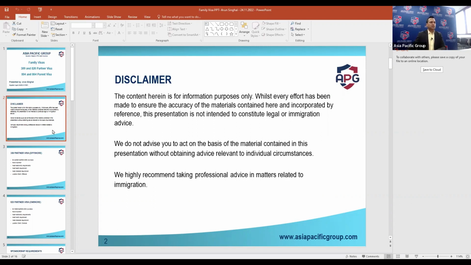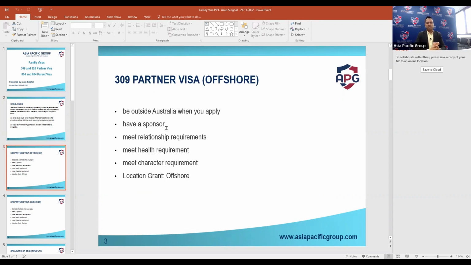First of all, we'll talk about the partner visas. In the partner visas, we have two options: either the partner is here in Australia or they are overseas. If the applicant or partner is overseas, then we can apply for an offshore partner visa. The requirement of the offshore partner visa is that the person is outside Australia when we apply for the visa. They must have a sponsor.